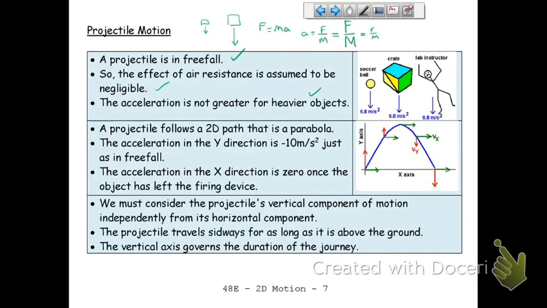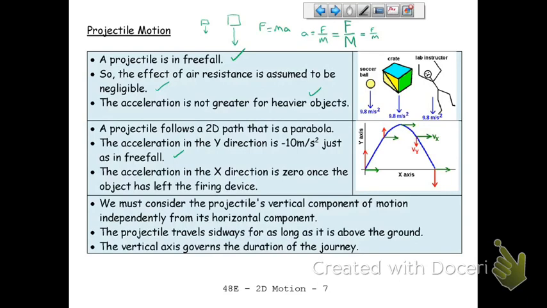Projectile follows a two-dimensional path, which is a parabola. That works out from the math. The acceleration in the y direction is minus 10 meters per second squared. Some people say minus 9.8. The acceleration in the x-axis is 0. Now that's interesting. If the force is downwards, there's no force sideways. You are traveling sideways because of inertia.